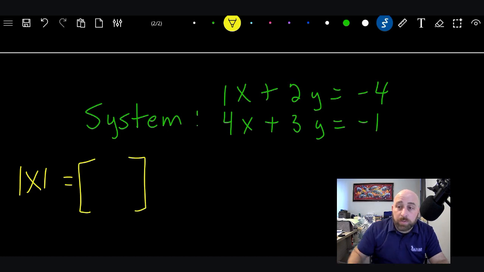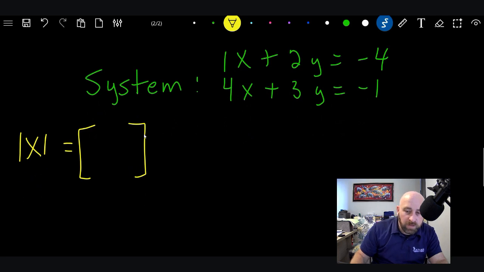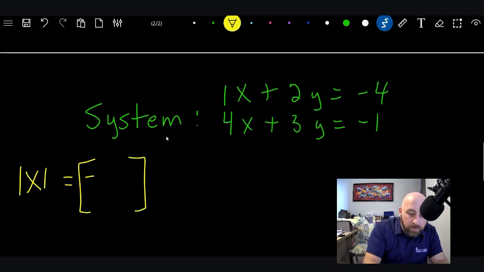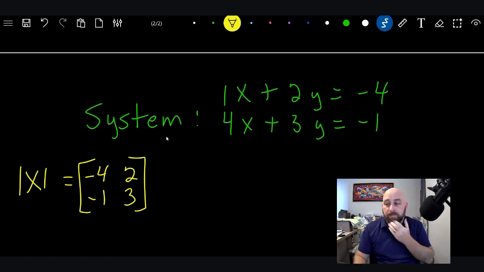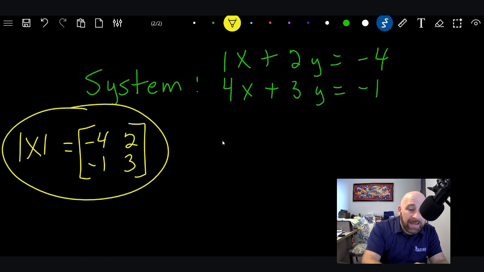And so what are we going to put there? Well, let's go look at what the book tells us. I wrote it down, so you can just look here. C1, C2, B1, B2. So what's C1? -4. What's C2? -1. What's B1? 2. What's B2? 3. So now what we want to do is evaluate this matrix. Let's write all three of the matrices first, and then we'll go back and evaluate them.